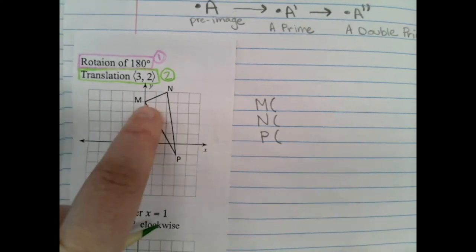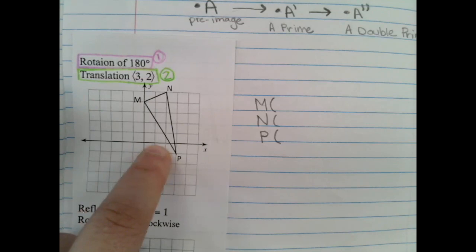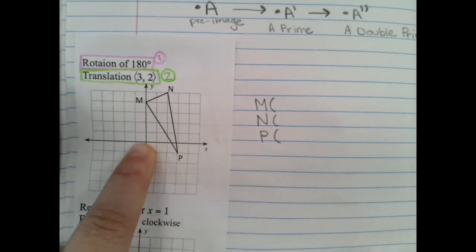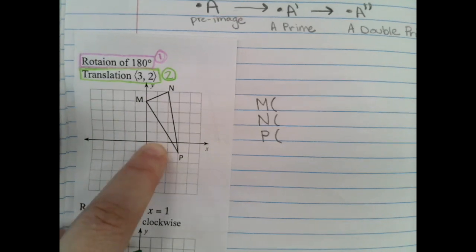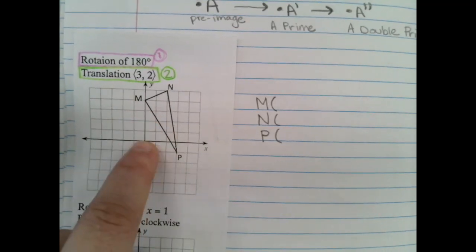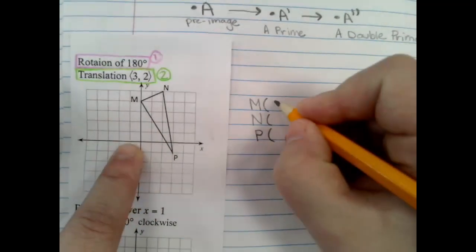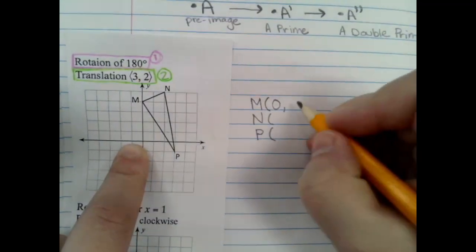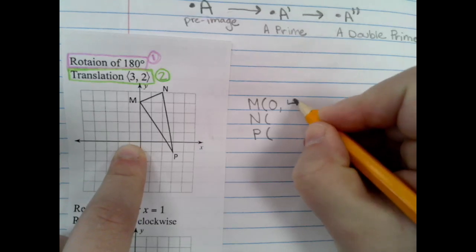Alright, so as I look at M, what is my X coordinate for M? Do I go left or right? I don't go left or right, I just go up, so that's 0. And then we go up how many? 4. So 0, 4.